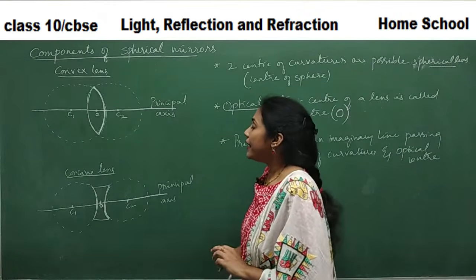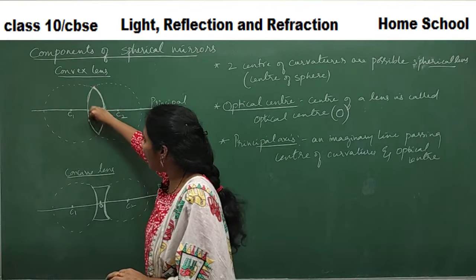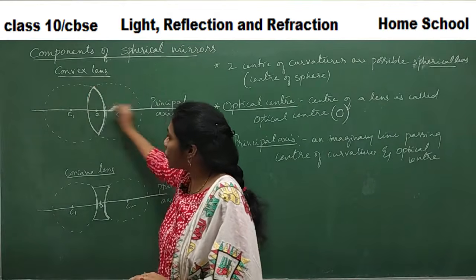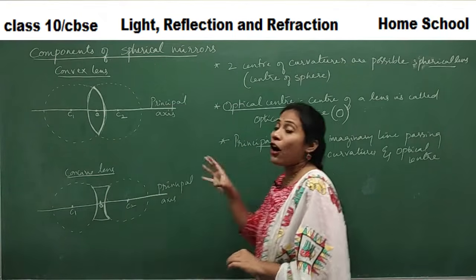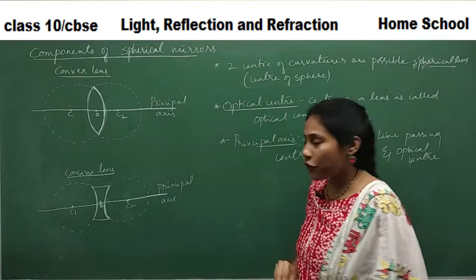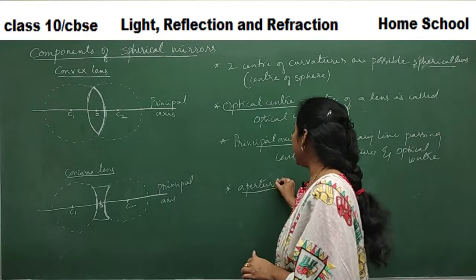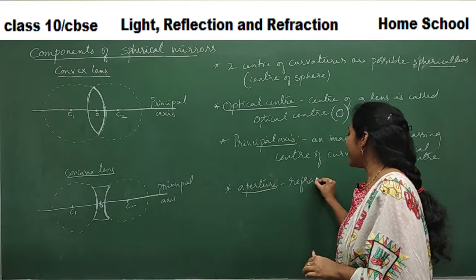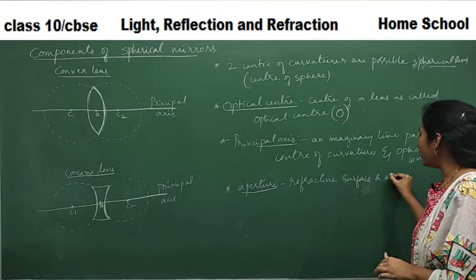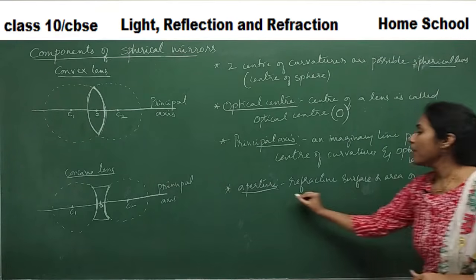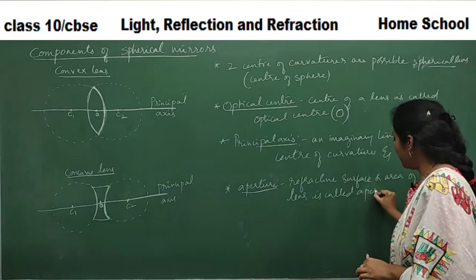Fine. And the next point is the refracting surface of a lens. This side can refract, this particular side also can refract. So the refracting area of a lens is called aperture. So the next word is aperture. What do you mean by aperture here? The refracting surface or area of a lens is called aperture. Clear?